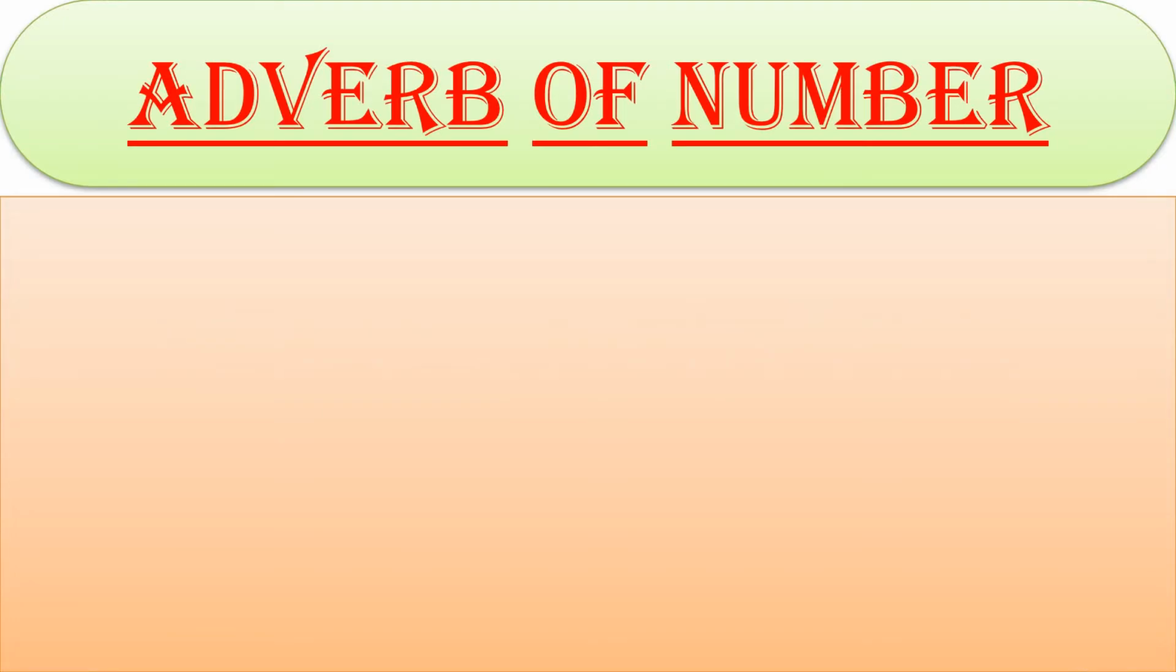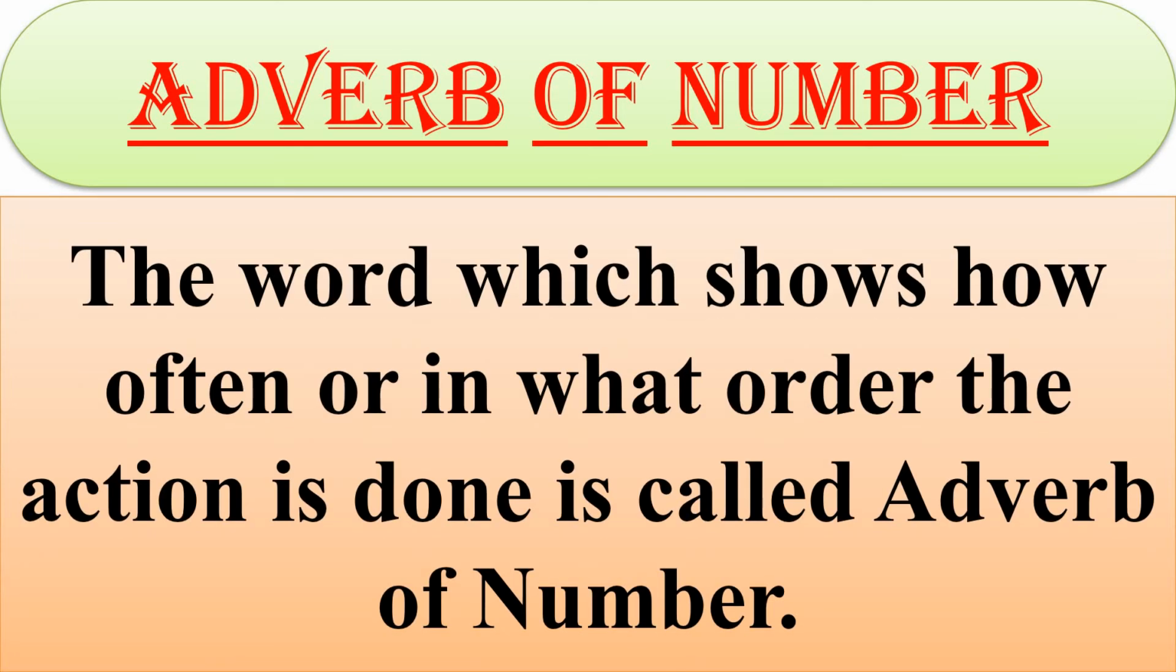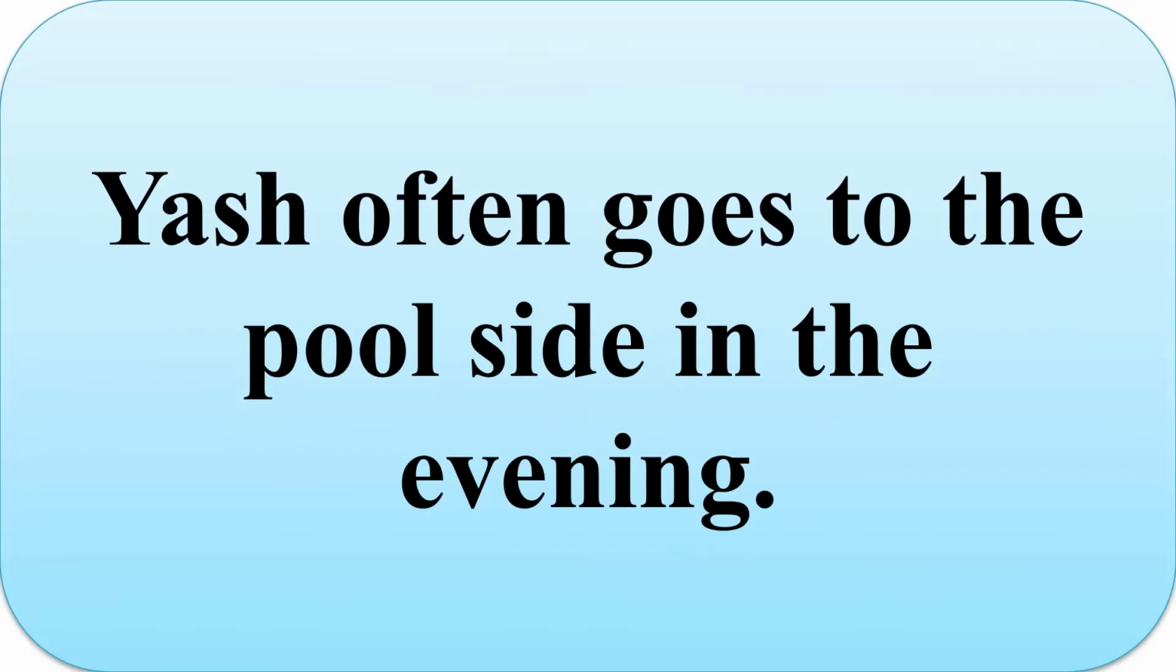Next one is adverb of number. The word which shows how often or in what order the action is done is called adverb of number. ऐसे वर्ड्स जो ये बताते हैं एक्शन कितनी बार या किस ऑर्डर में हुआ उन्हें हम कहते हैं adverb of number. Yash often goes to the poolside in the evening. Often is the number or the order showing the action done. So here it is adverb of number.